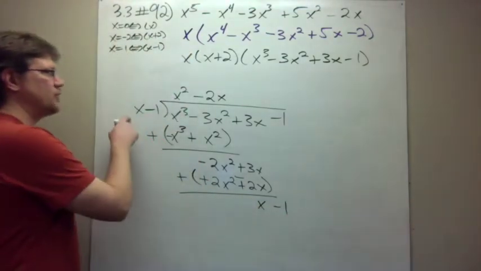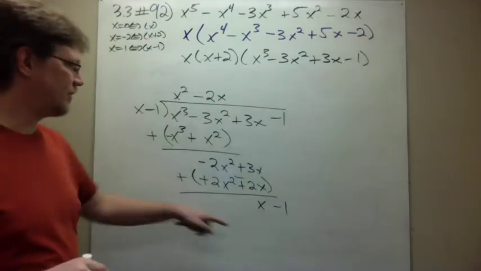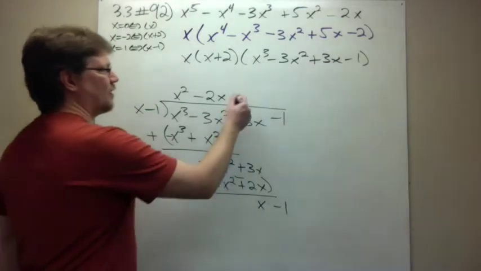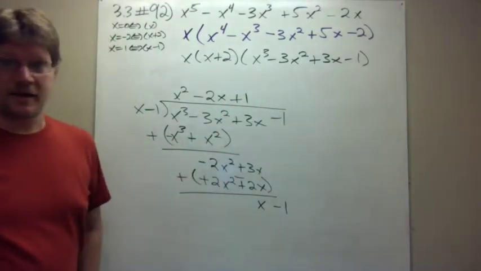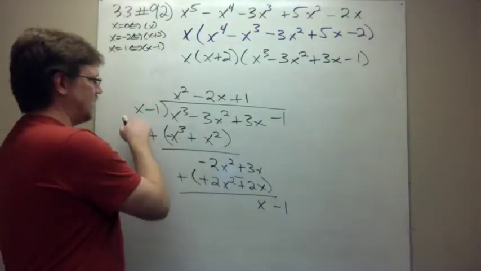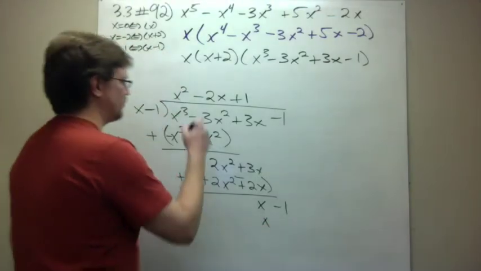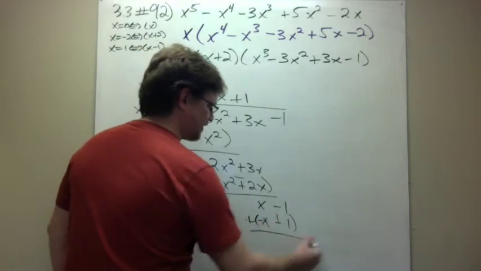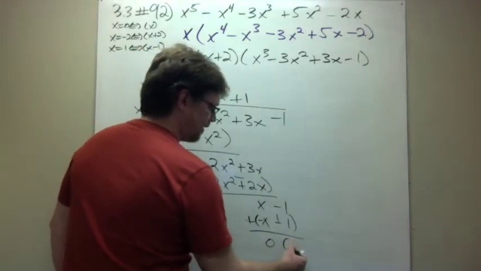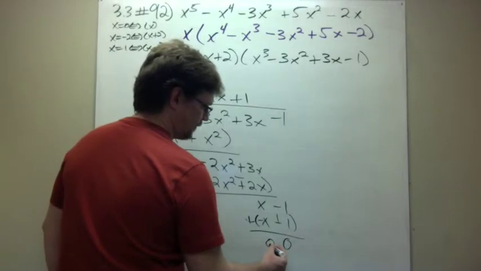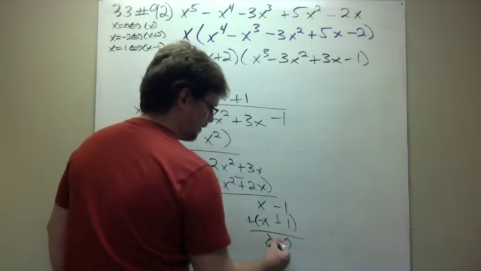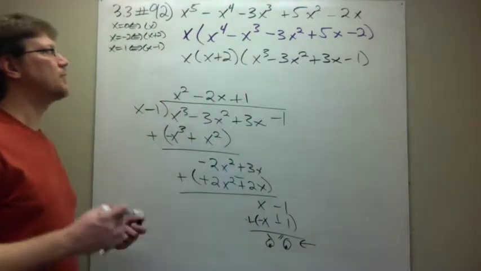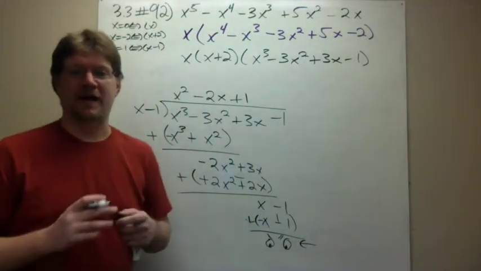What do I need to do to the x to make it look like x? Well, multiply by 1. A 1 is the only thing that we're going to need here. And 1 times x is x, 1 times negative 1 is negative 1. We subtract, which is the same thing as flipping the signs and adding. 0, 0. We have no remainder, which means that x minus 1 is also a factor here.